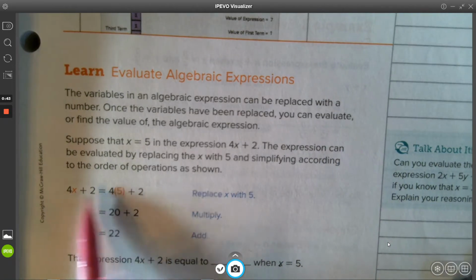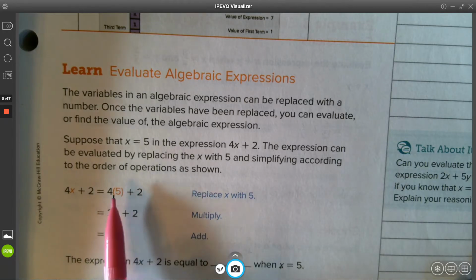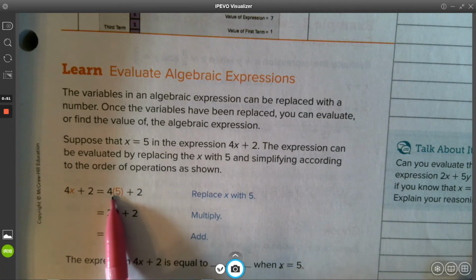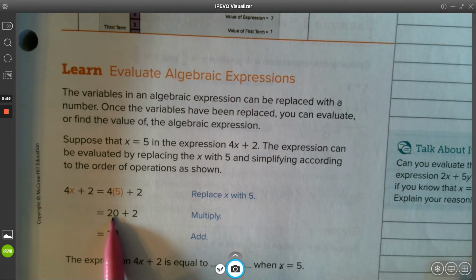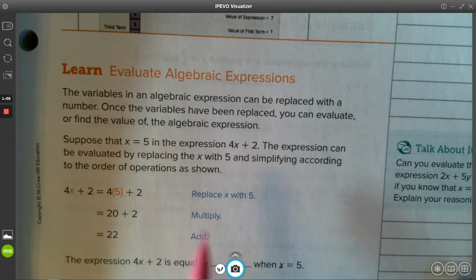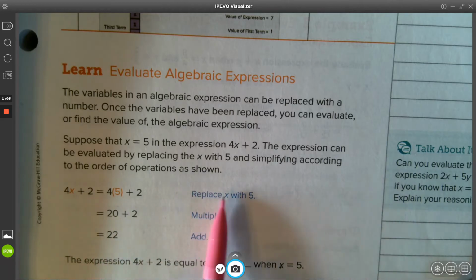Like I said, we're going to take away the x and put a 5 in its place. Because it's right next to it, we need to multiply here. So we do 4 times 5 to begin with, which is 20. Then we add 2 to get 22. So the solution, the answer to 4x plus 2 when x is 5, is 22.